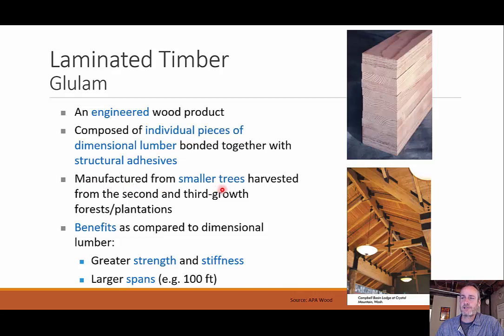This is an advantage because we can use these smaller trees. If you look at some of the traditional timber design, there are these massive trees that we are shaping into the structural members. Well, we don't always have access to that many large trees. So if we can harvest a tree when it's much smaller, we can pull out a 2x4 dimensional lumber and then stack those together. And that's what this means here, harvested from the second and third growth forests and plantations. Some benefits compared to just normal dimensional lumber: we have a much greater strength and stiffness, and we can have some very large spans like we see in this picture here.